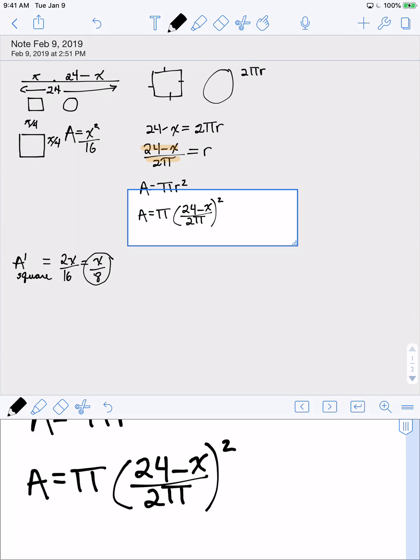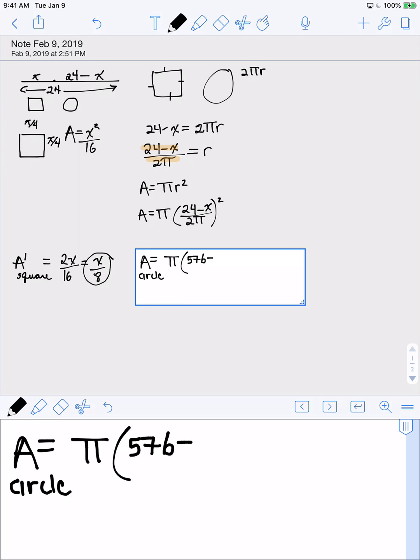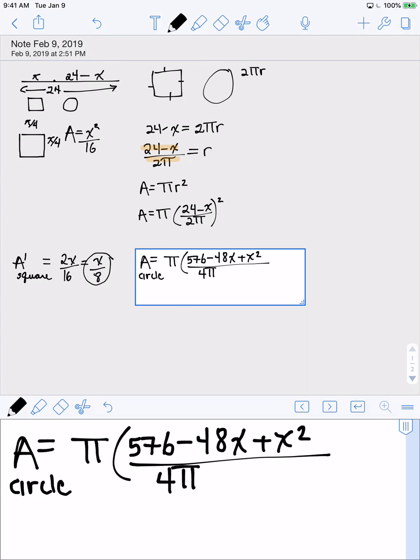And for this, the first thing I'm going to do, I think, is multiply that out. I haven't found the derivative yet. So this is the area of the circle, and it's pi times, let's see, 24 times 24 is 576. So (24 minus x) times (24 minus x) over 2 pi times 2 pi. So this is what I'm calculating. Let's see, minus 48x plus x squared, and the whole thing is over 4 pi squared.